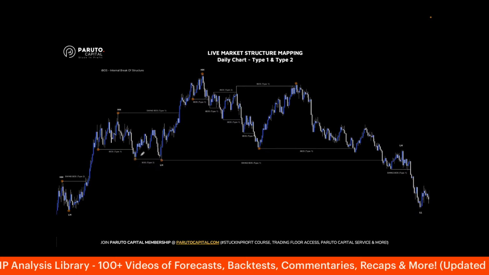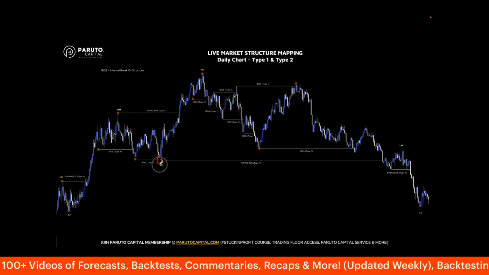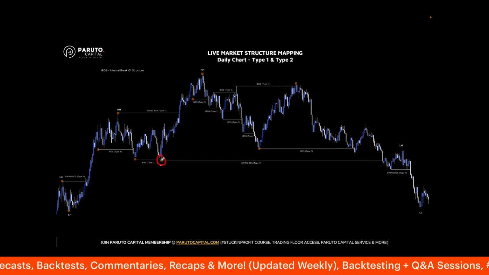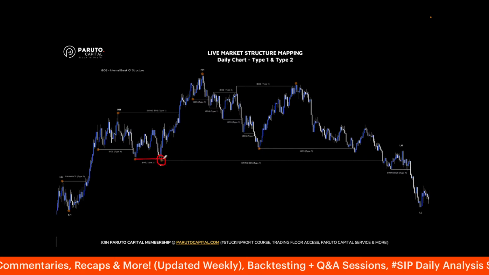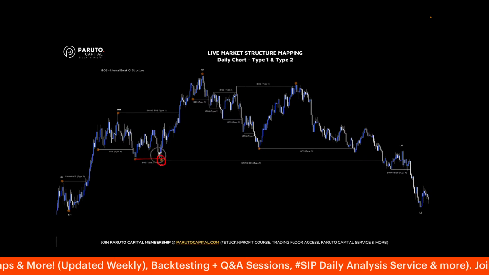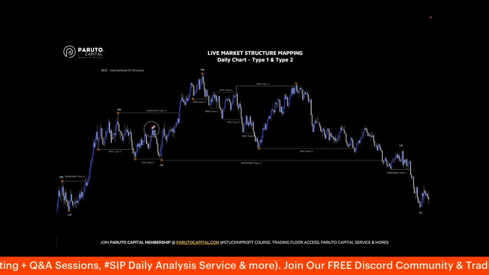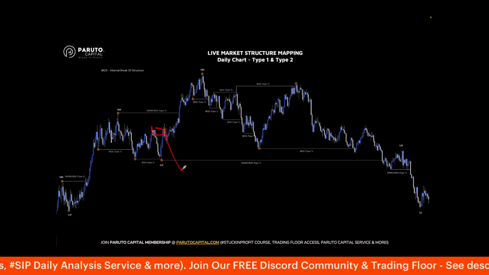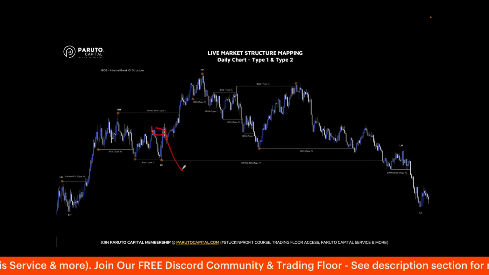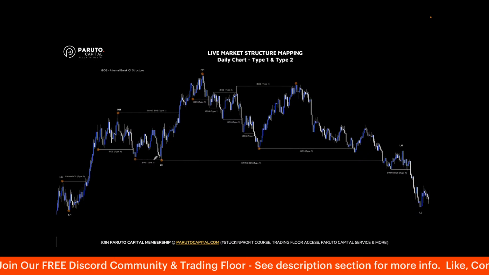But nothing really happened. And you can see why sometimes the type 2 mappings can be false signals, because you can just say, oh, because this broke structure, or there's a shifting trend with this wick, I'll expect that it will come maybe somewhere around here and then continue downwards, and then you'll be caught on the wrong side of the market. So anyway, that's that type 2 mapping.